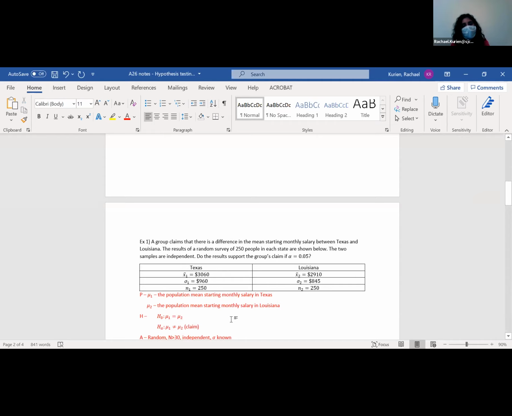All right, now for our assumptions. It needs to be random, so we have a random survey. Both of your sample sizes are greater than or equal to 30. Both samples are independent, so they don't have anything in common. And population standard deviation is known.